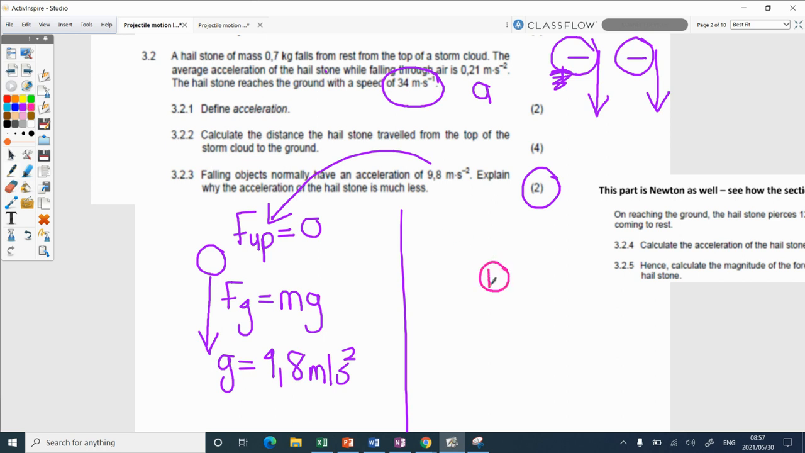If this is my hailstone, it still has Fg pulling it down. But in real life, remember, always when something is falling far or fast, you can't ignore friction. So what's pushing this hailstone back up? Air friction, yes. So we've got air friction pulling it up. And this is where actually Newton comes in.